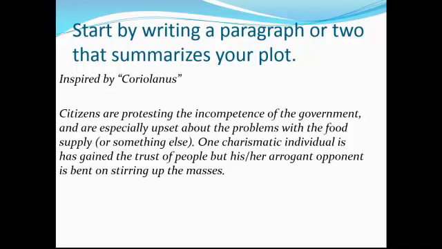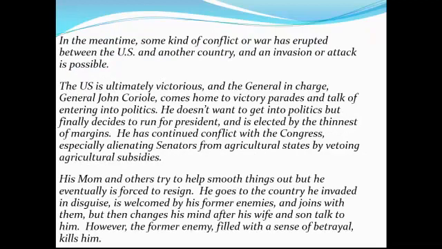There's no such thing as food banks anymore because no one's giving away food, because they're trying to protect their own supplies. However, one charismatic individual has gained the trust of the people and perhaps might offer solutions, but his or her arrogant opponent is bent on stirring up the masses. In the meantime, some kind of conflict or war has erupted between the U.S. and another country, and an invasion or attack is possible.